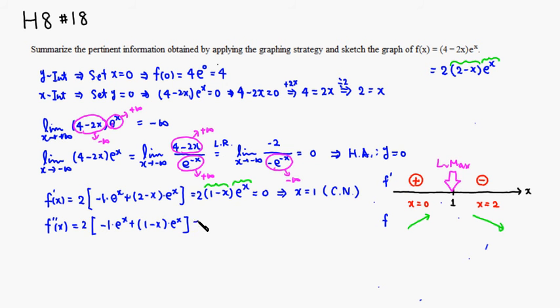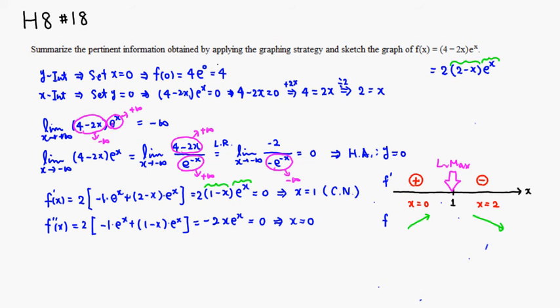Then we can simplify this. 2 is outside, so the negative 1 and the negative 1 cancel out, so it's negative 2 x e to the x. And we're going to set this equal to 0. The only way this can be 0 is x equals 0, since e to the x is never 0.